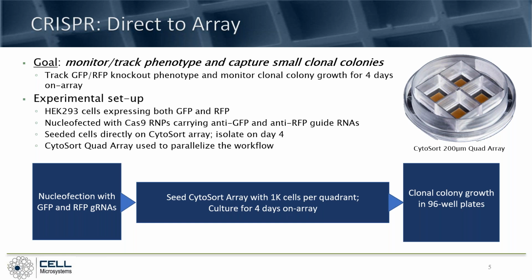In terms of the experimental setup, we're using HEK293 cells that express both GFP and RFP. We're nucleofecting those cells with Cas9 RNPs that carry anti-GFP and anti-RFP guide RNAs. And then those cells are seeded directly onto the CytoSort array, where they're cultured for 4 days and then isolated into a 96-well plate for further expansion. In this particular case, we used the CytoSort quad array in order to parallelize the workflow, and we'll discuss that a little bit more later on.